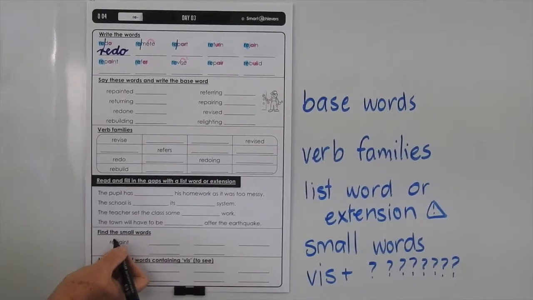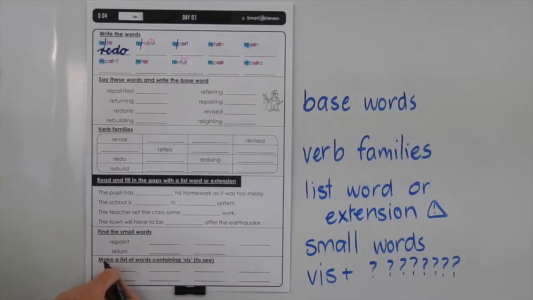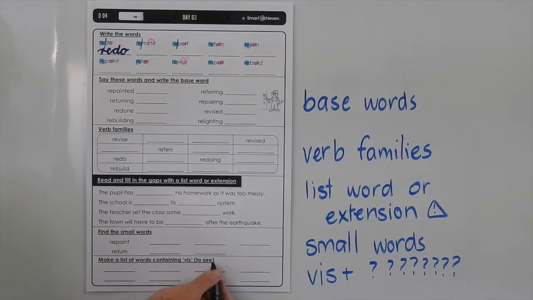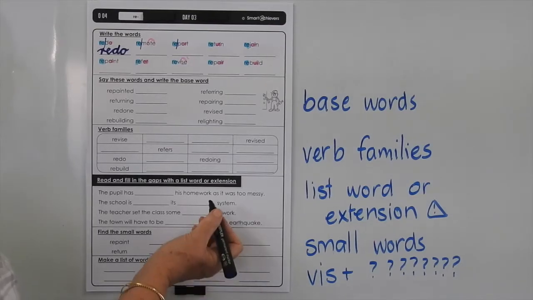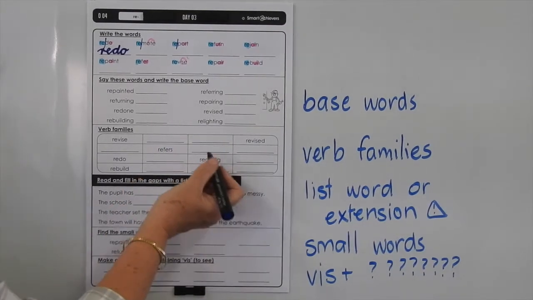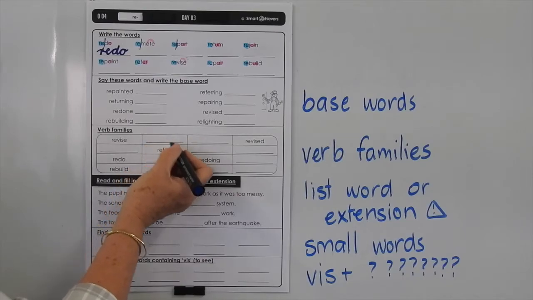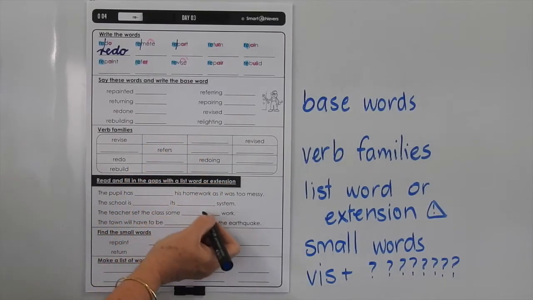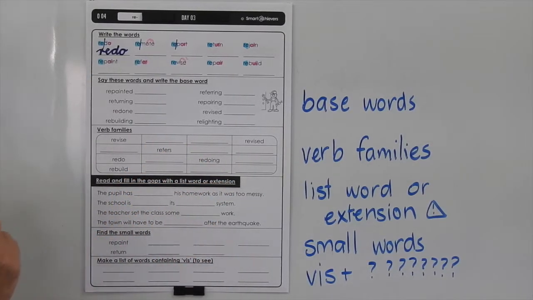Find the small words in repaint and return, and down the bottom make a list of words containing vis. So vis means to see. You might have to use a dictionary or pull your ideas together to find those 8 words with VIS in them. There's quite a bit of discussion that you may need to have within your group to work out these verb families and these word extensions here as well.